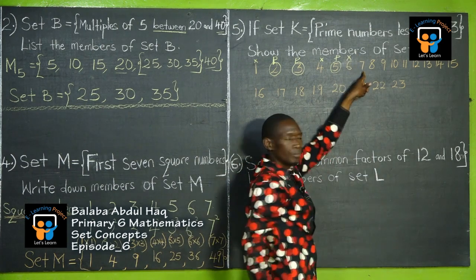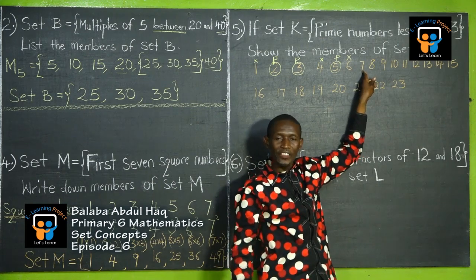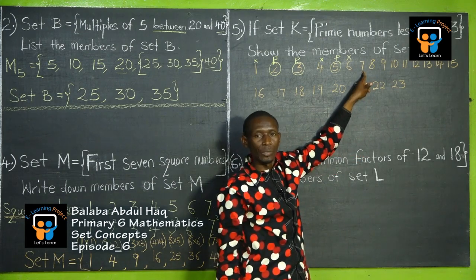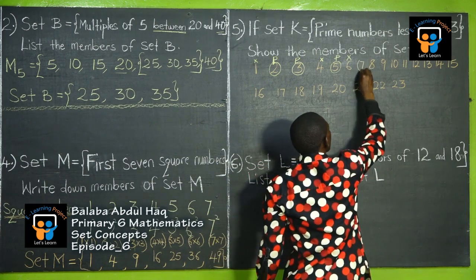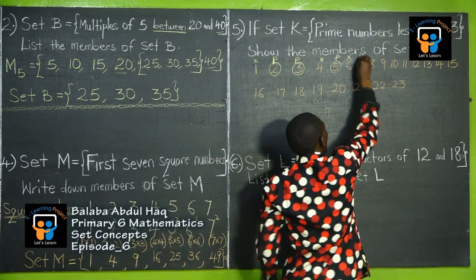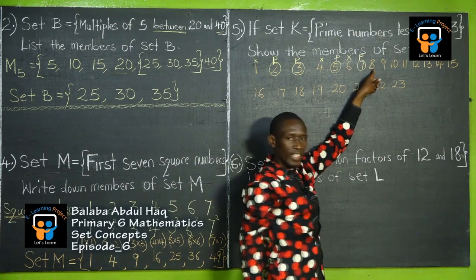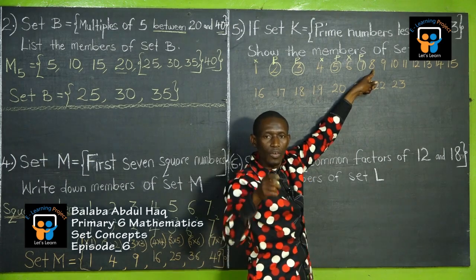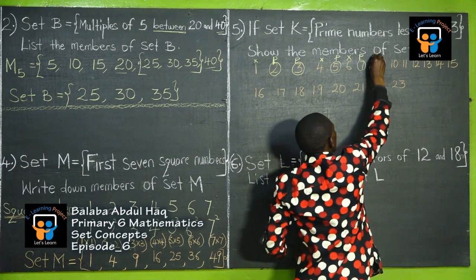Come to 7. Which number can divide 7? No number can divide 7 exactly, apart from 7 itself. Yes, therefore, this one is prime. Now, is there any number that can divide 8 exactly? Yes, 4 can divide 8, 2 can divide 8. This one is not prime.